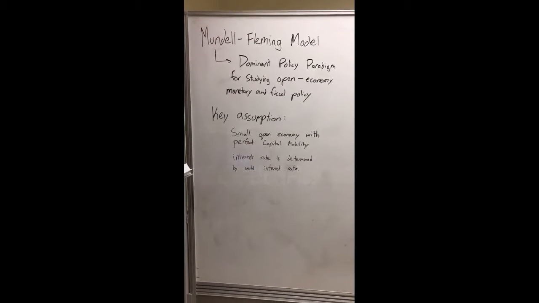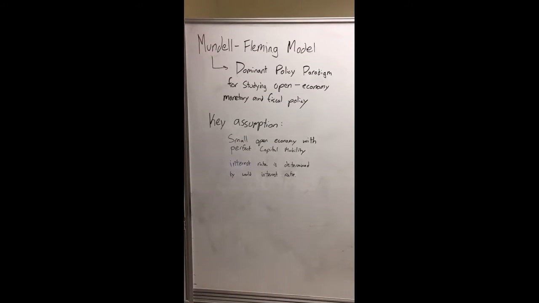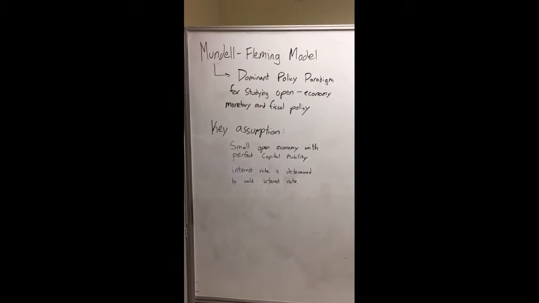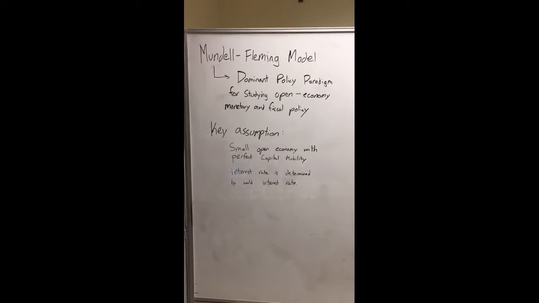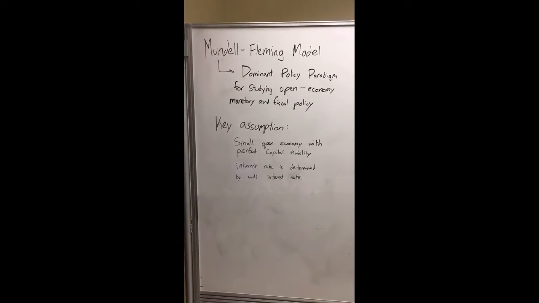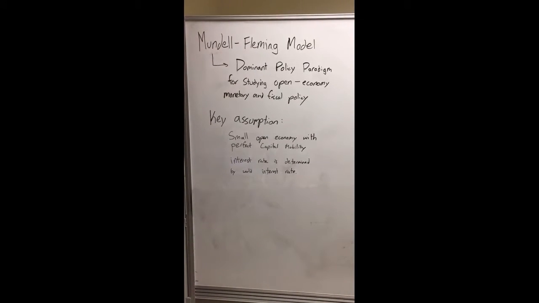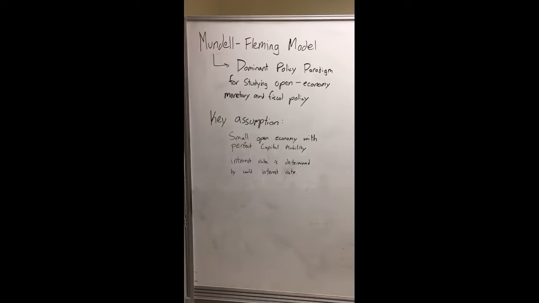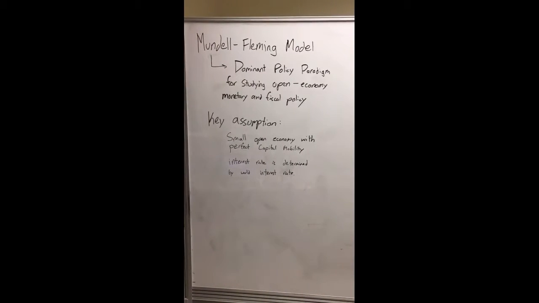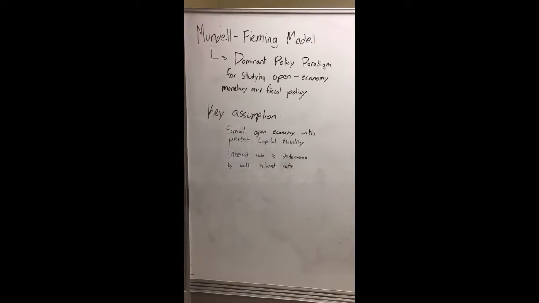So in Chapter 13, we constructed the Mundell-Fleming model in order to examine the impact of various policies. The Mundell-Fleming model is a dominant policy paradigm for studying open economy monetary and fiscal policy. The key assumptions we want to make are that we're working with a small open economy with perfect capital mobility, and that the interest rate is fixed and determined by the world interest rate.